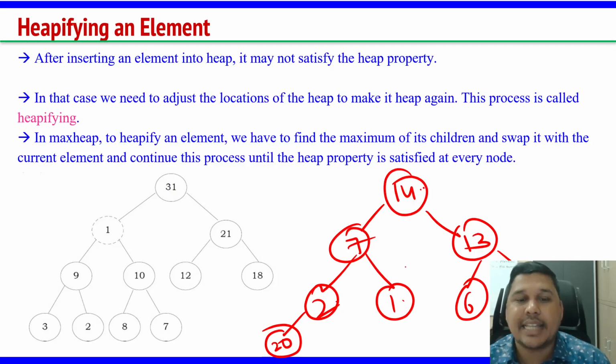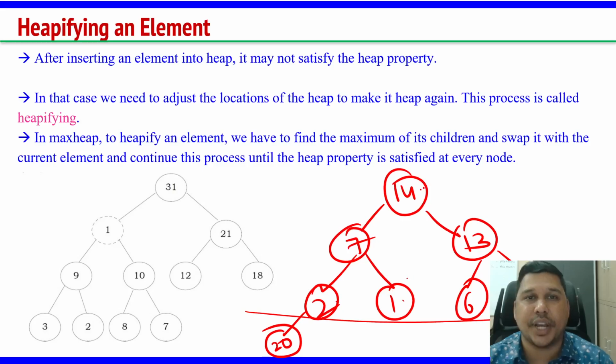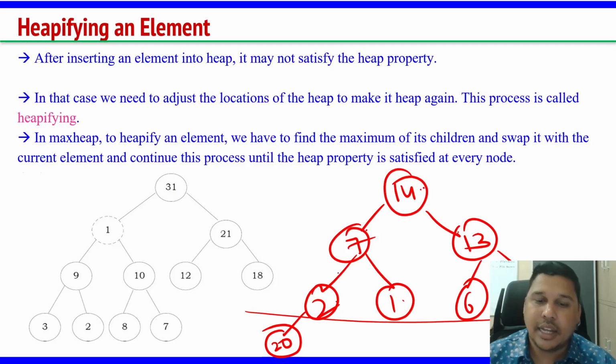Okay. In this example, till here this tree was fine. Max heap property was satisfied. 14 is the root and that is the largest element. Then left and right child are lesser than 14. Again for 7, left and right are lesser than 7. For 13, left and right are lesser than 13. So, it is satisfying the property. Every element is lesser than its root.